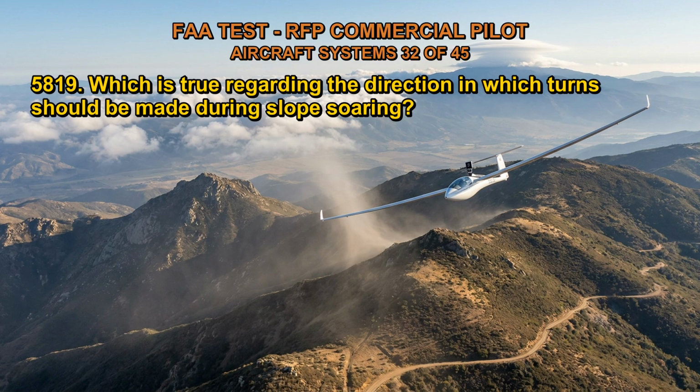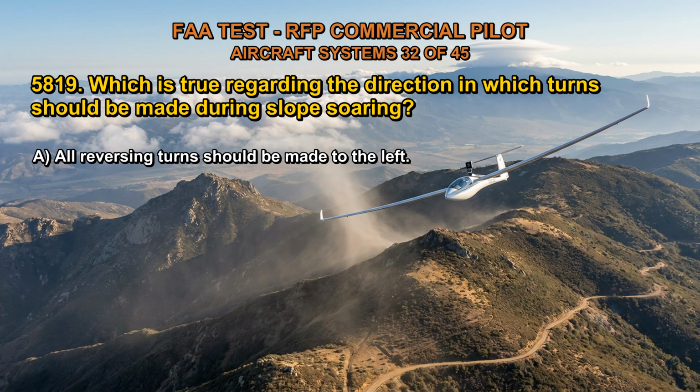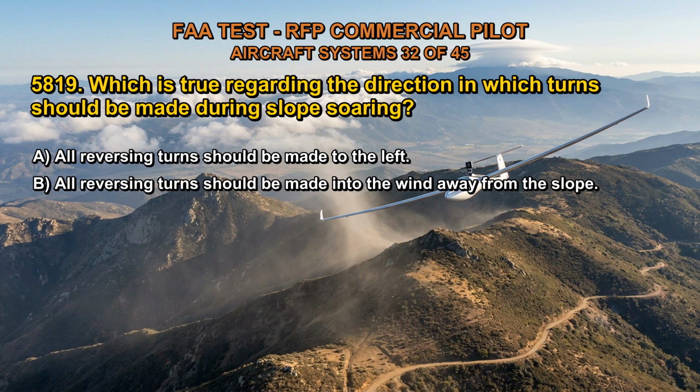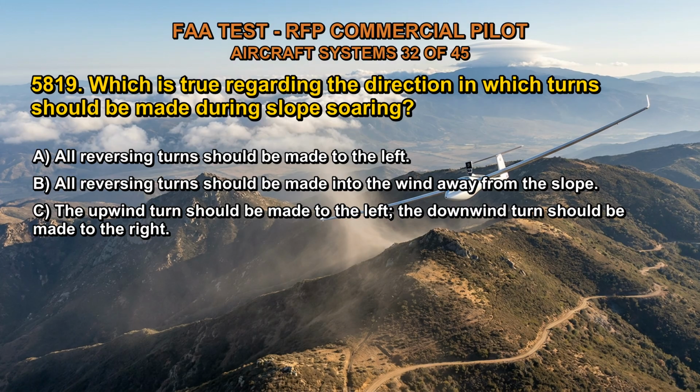5819. Which is true regarding the direction in which turns should be made during slope soaring? A. All reversing turns should be made to the left. B. All reversing turns should be made into the wind away from the slope. C. The upwind turn should be made to the left. The downwind turn should be made to the right. The correct answer is B.